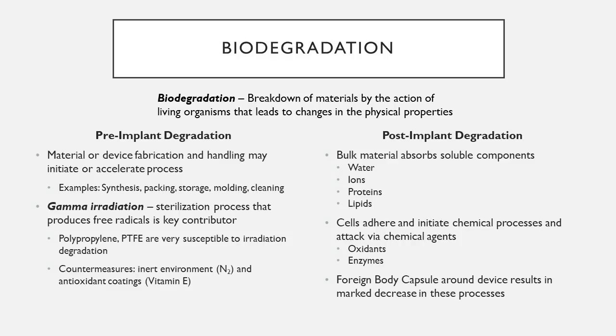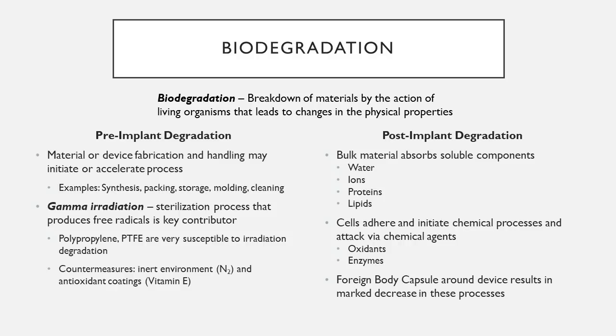Now, I mentioned sterilization methods because that's one of the most prominent ways in which a material can degrade before it's even gotten into the body, okay? Something we're going to hear about a lot is gamma irradiation. There are a few other sterilization mechanisms, but this mechanism has the potential to introduce a lot of oxidative species to an implant, particularly when there's oxygen present. A prominent polymer that's really susceptible to this is polypropylene. Another one is PTFE, so they're very susceptible to irradiation degradation mechanisms.